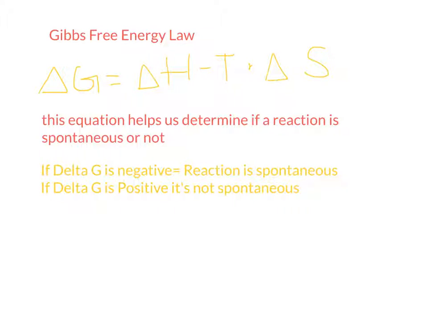Another way to determine if a reaction is spontaneous is using this equation. Delta G equals delta H minus T times delta S. If G is negative, the reaction is spontaneous. If it's positive, it's not.